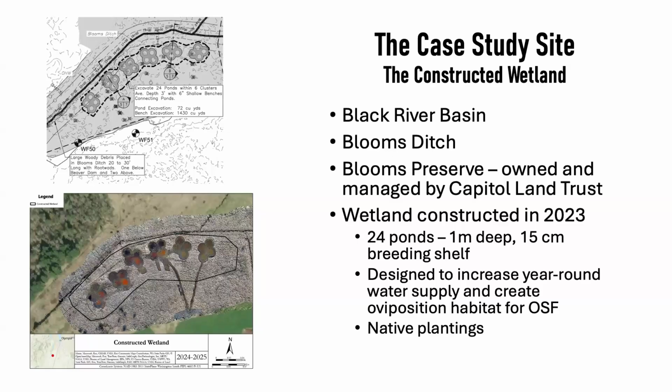As you can see in both the photo and the as-built design on the screen here, there are 6 pond clusters, each with 4 ponds. Each pond is 1 meter deep and surrounded by an excavated breeding shelf that's 15 centimeters deep. It was designed to both create year-round water supply, which is very important for summer Oregon spotted frog habitat, as well as create oviposition habitat. This project also included a significant amount of reed canary grass treatment and removal using both herbicide and mowing. And it also included lots of native emergent plantings, as well as planting willows.